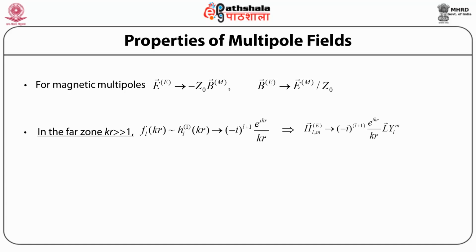In the far zone, where Kr is far greater than 1, HL1 dependent on Kr could be approximated to HL1 Kr, which tends to minus iota raised to power L plus 1 into E raised to power IKR divided by Kr. So this implies that H vector LME tends to minus iota raised to power L plus 1 into E raised to power IKR divided by Kr into L vector into YLM.